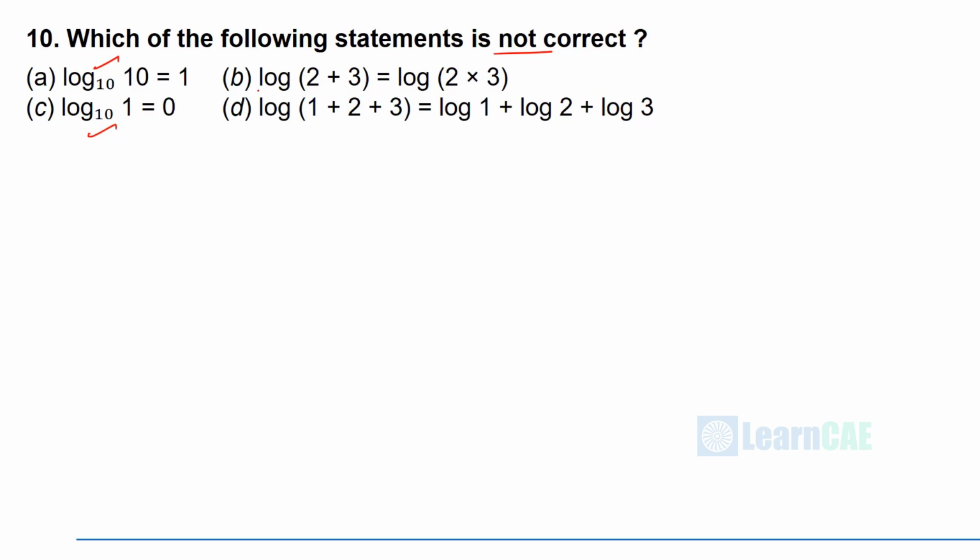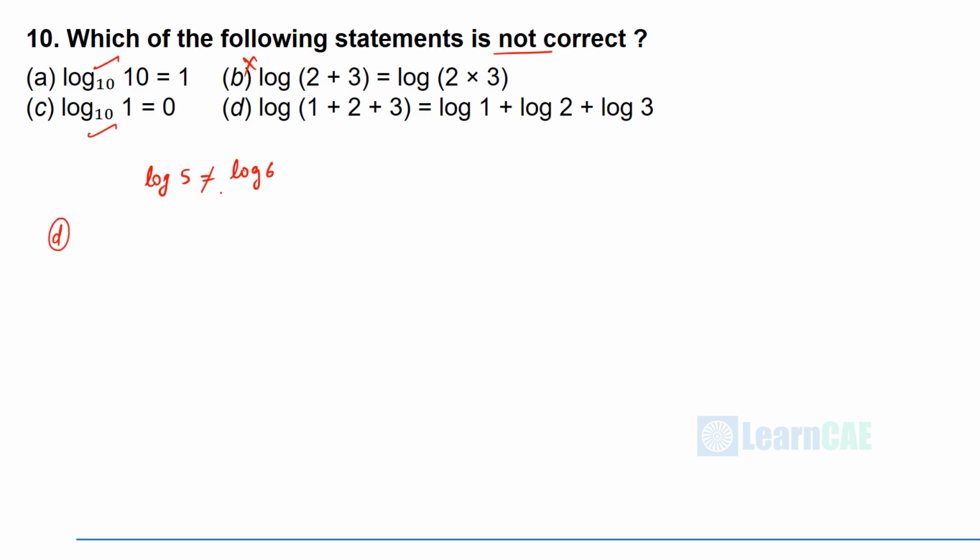Next, option B, log 2 plus 3 is equal to log 2 into 3. Let us check it. Log 5 is equal to log 6. This is what they are saying. This is incorrect because log 5 and log 6 will be different. No way it is related. So this is the wrong answer. We shall check the last option also.